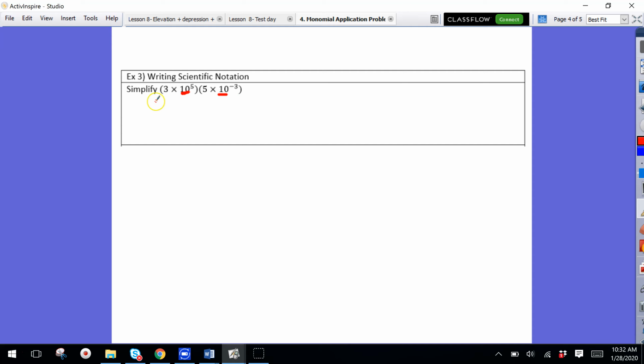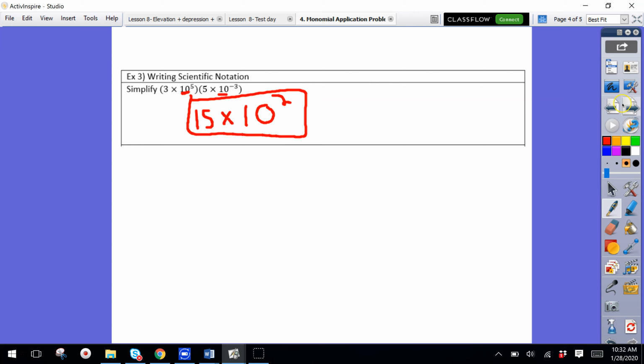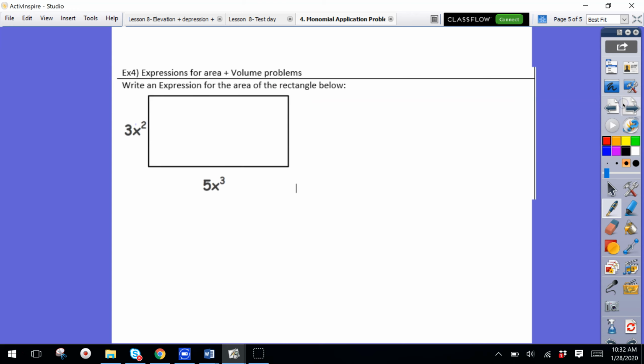Now, 3 and 5, we would treat it just like, right, they're going to be my coefficients. So 3 times 5 is 15. And then times 10, we have to figure out what my exponent will be. Well, if I'm multiplying, then I would just add up together my exponents. So 5 minus 3, which is 2. Okay, so now let's go on to the next problem.